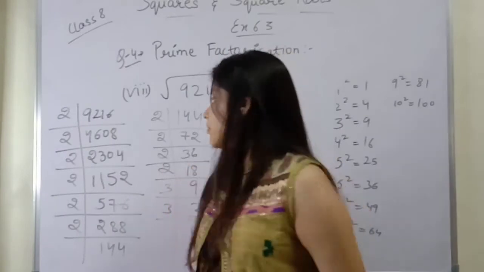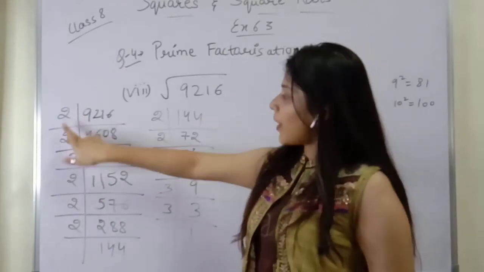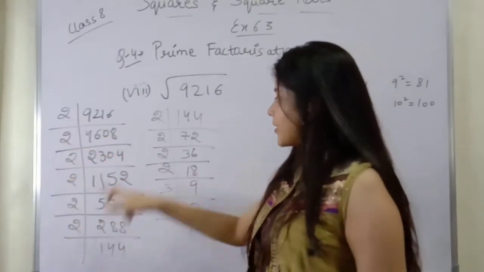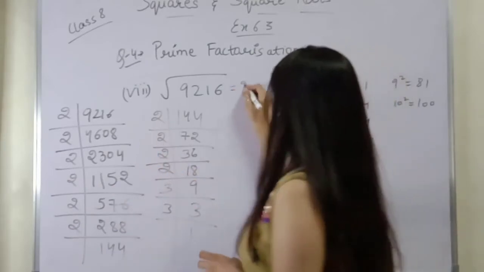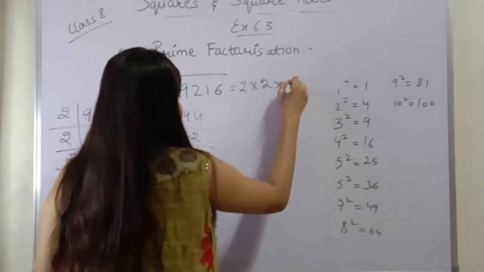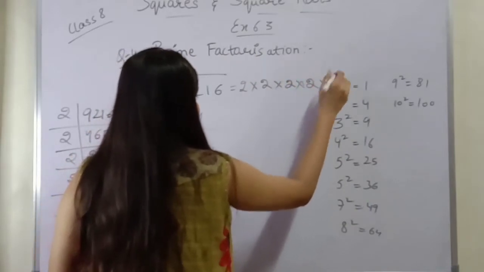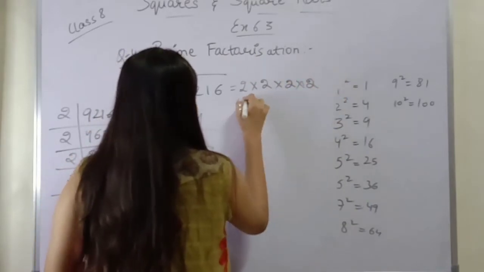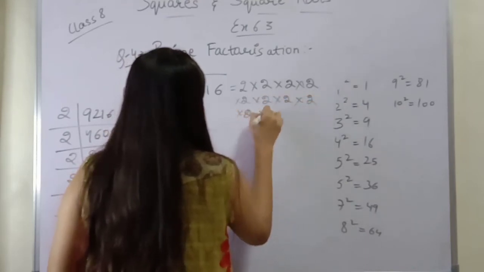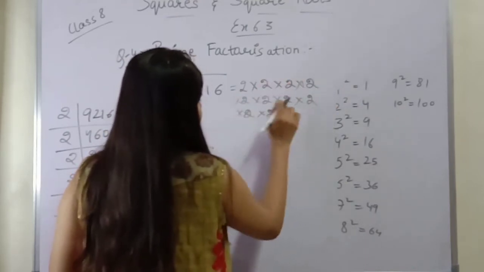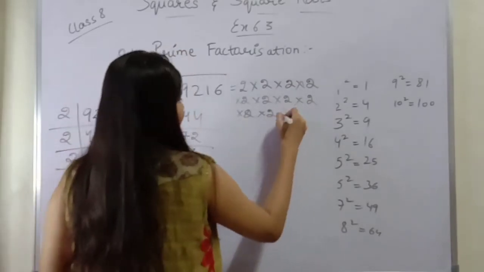Completed. Now let's write all the numbers. 1 2 3 4 5 6 7 8 9 10. 10 times we have to write 2. 2 into 2 into 2 into 2 into 2 into 2 into 2 into 2 into 2 into 2. 1 2 3 4 5 6 7 8 9 10 and 2 times 3.